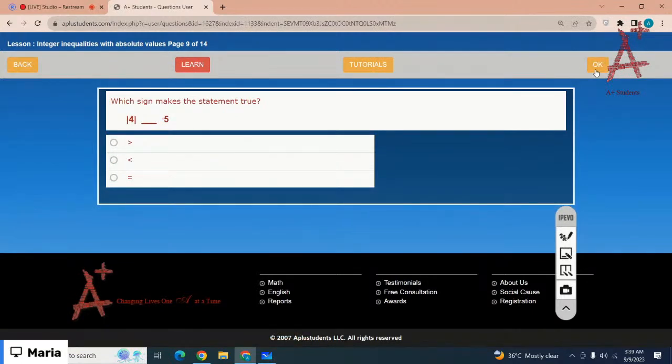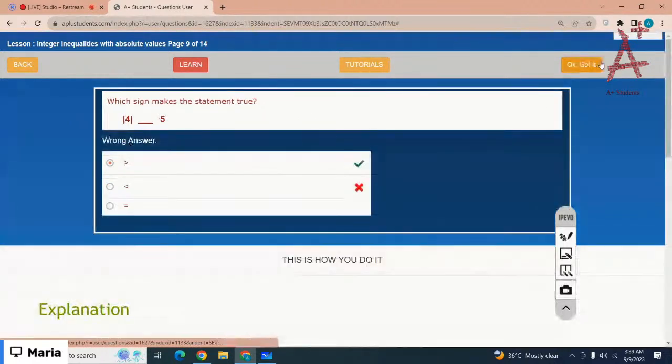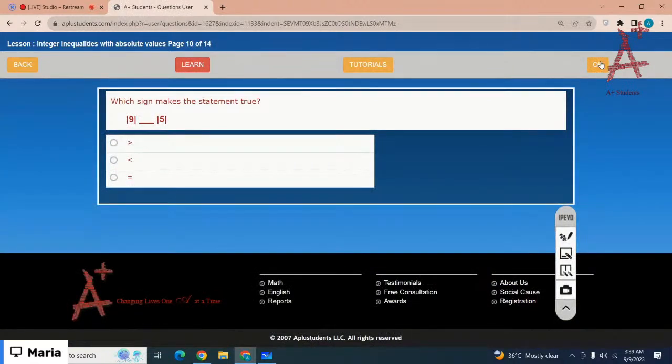Which sign makes the statement true? Absolute value of 4 and you have to compare it to -5. So, which is the correct option? Absolute value of 4 is 4, right? And 4 is, oh, greater than, sorry, 4 is positive, 4 is greater than -5.